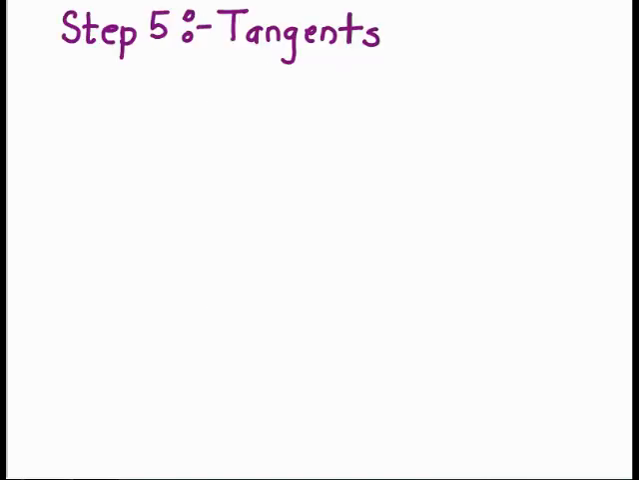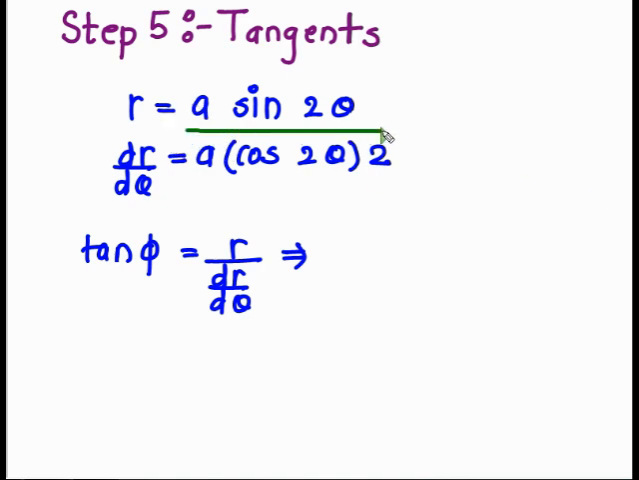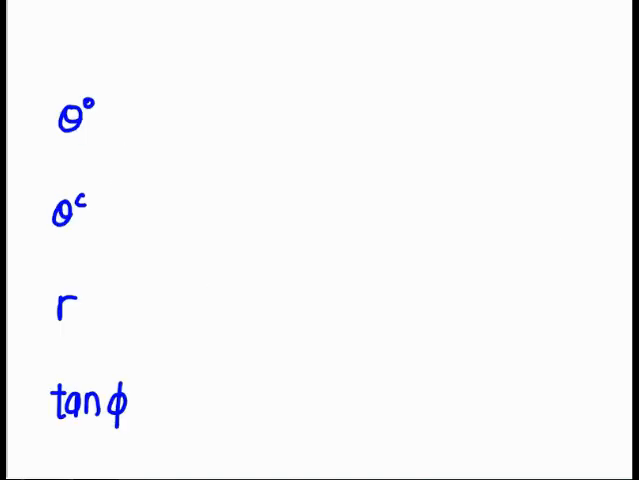Now to find the behavior of the tangent in each sector. First of all, r = a sin 2θ. We find the derivative of this, constant outside. Derivative of sin 2θ is cos 2θ into 2. So tan φ is the division of these two. So if we observe, a gets cancelled, and sine upon cos is tan, and 2 remains as it is. So we get tan φ = 1/2 tan 2θ. Now we prepare a table for this.